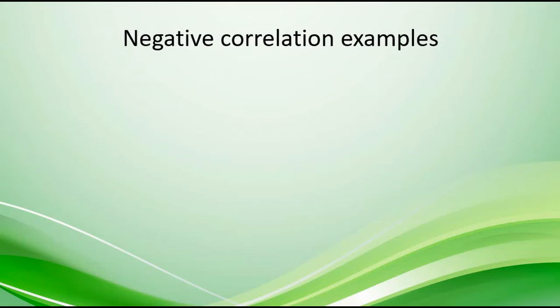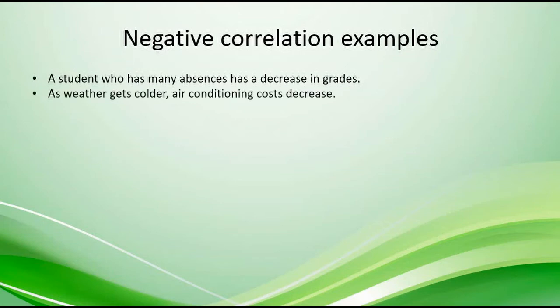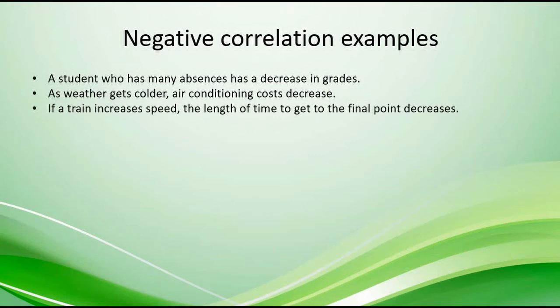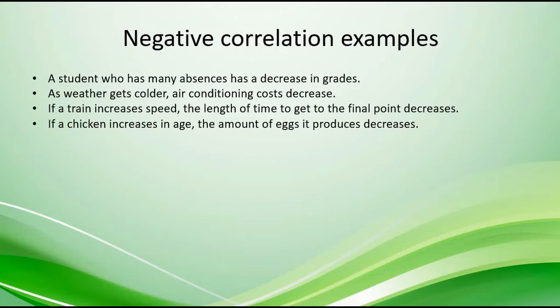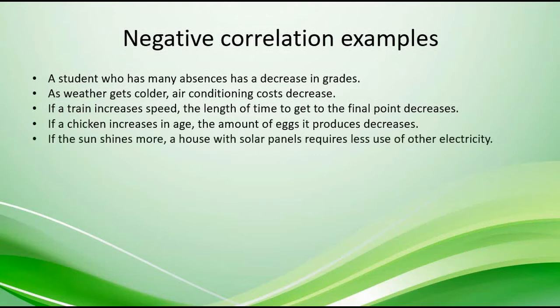Negative correlation examples: a student who has many absences has a decrease in grades. As weather gets colder, air conditioning costs decrease. If a train increases speed, the length of time to get to the final point decreases. If a chicken increases in age, the amount of eggs it produces decreases. If the sun shines more, a house with solar panels requires less use of other electricity.